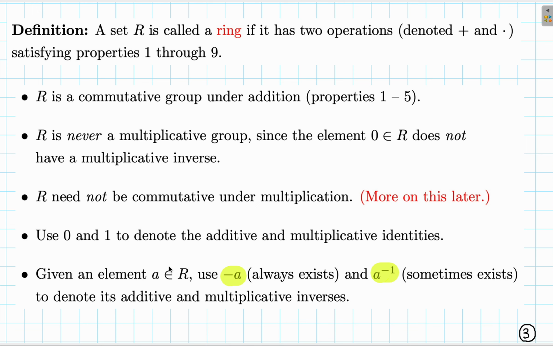For example, if we consider the element 3 in the ring of integers, then certainly negative 3 exists in Z. However, the multiplicative inverse of 3, sometimes known as 1/3, does not exist in Z. And so once again, additive inverses always exist. Multiplicative inverses only sometimes exist.